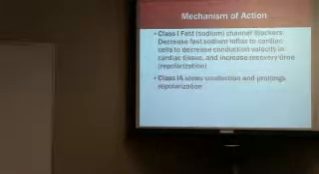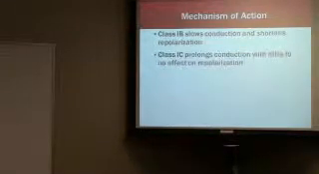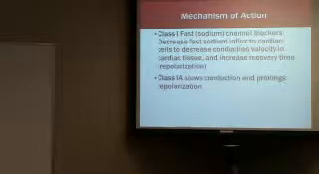Then we're still talking about class 1 and those subclasses. So A, we're slowing the conduction and prolonging that repolarization. B, we're slowing the conduction and shortening that repolarization. And C, which is still class 1, prolongs the conduction with little to no effect on repolarization. So those are the subclasses in class 1, and all of those affect sodium. Okay? Very important. Even though we talk about A, B, C, we're still talking about sodium.